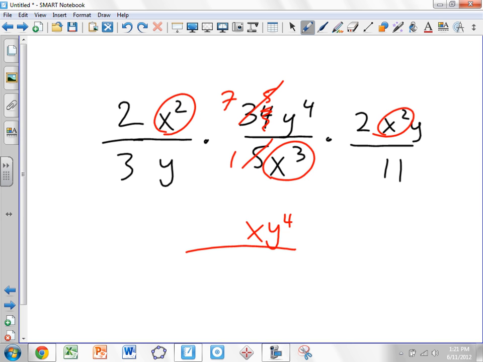Now up top, you've got 2 times 7 is 14. 14 times 2 is 28. On the bottom, you've got 3 times 1 times 11. That's just 33. Can you reduce 28 over 33? No. So you leave it at that point. But whenever you can reduce initially, do it, and then make it easier. If you can't reduce anything, like earlier when I had a 34 there, you just simply multiply across the top, put your number here, multiply across the bottom, put your number here, and then try to reduce.